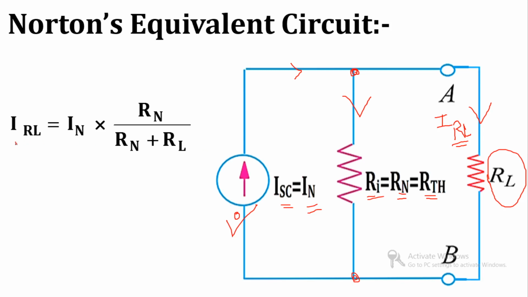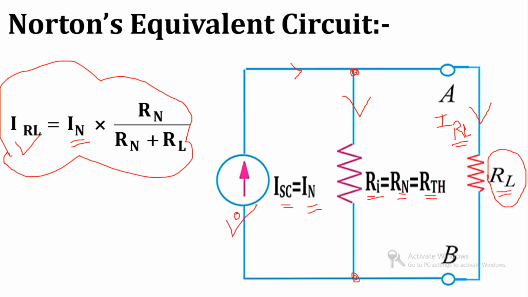So, I_RL is equal to the total current I_N multiplied by the resistance which is parallel to the load resistance, so simply R_N divided by R_N plus R_L. This is our Norton's formula. Clear? We will use this formula to solve the Norton's theorem example.